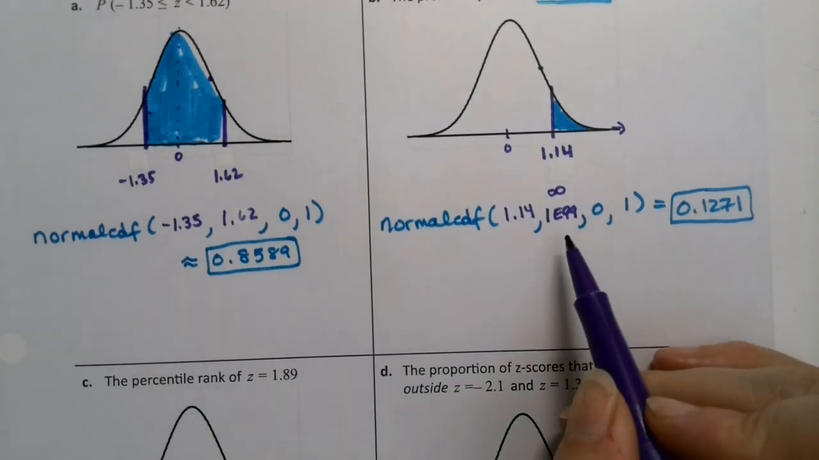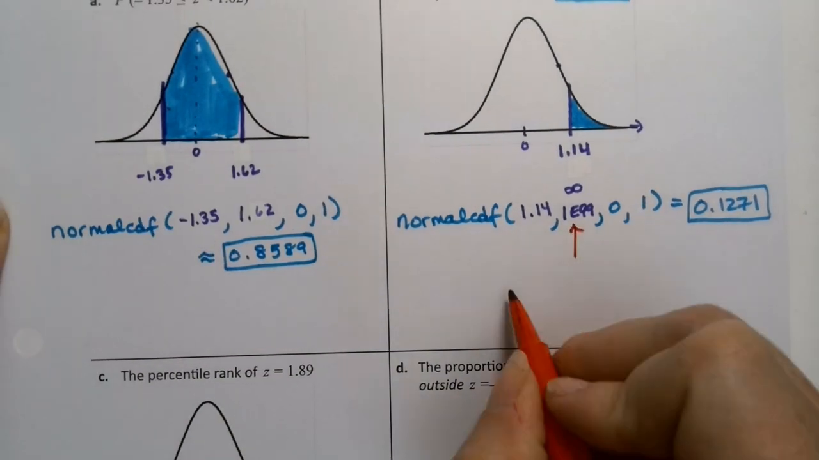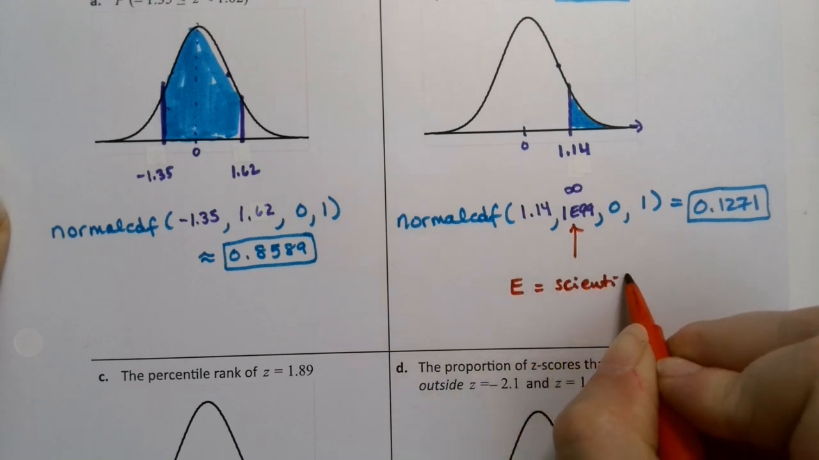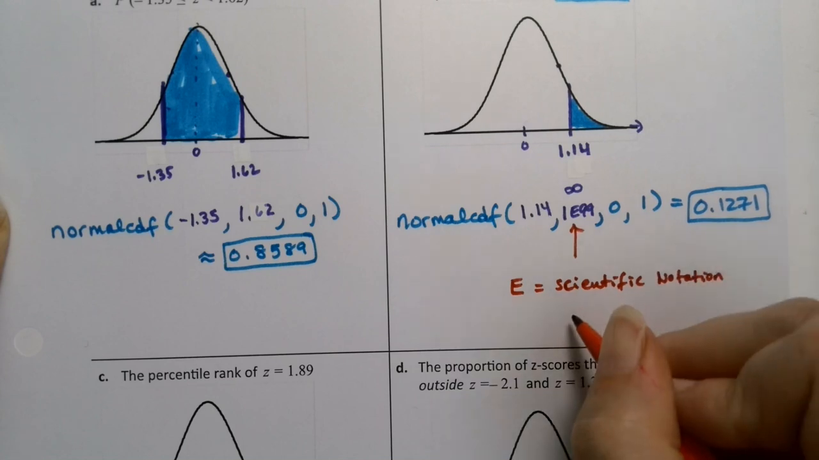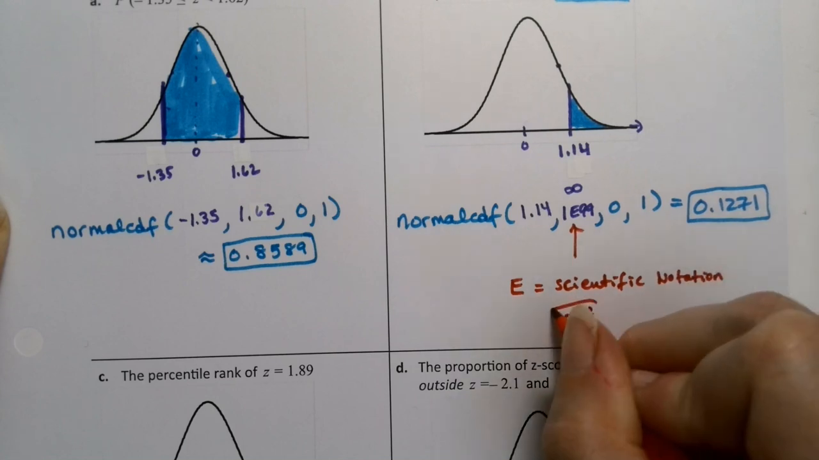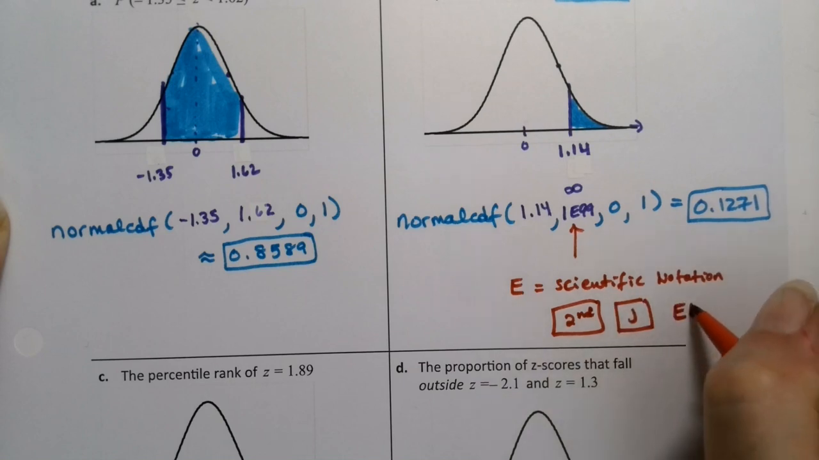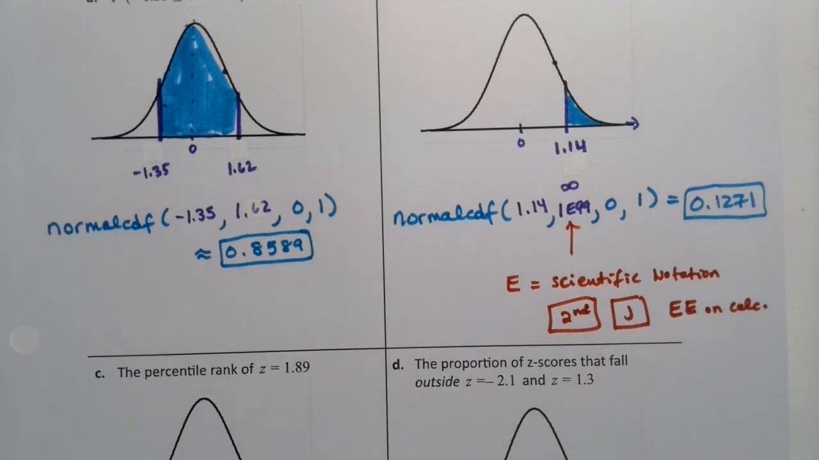All right, so again, you might want to make a note to get that E. It's scientific notation. And you get that by the second button and then the comma button. And it looks like EE on the calculator. Of course, if you're using StatCrunch, you don't have to bother with any of this. StatCrunch takes care of it, which is beautiful.